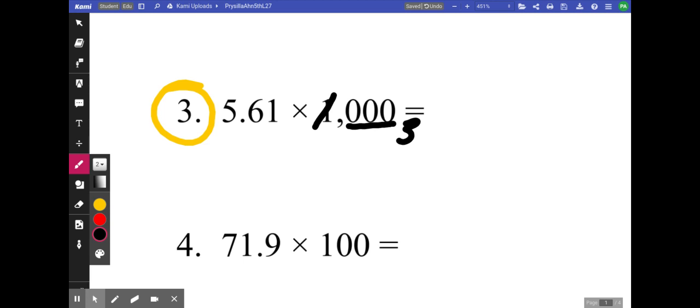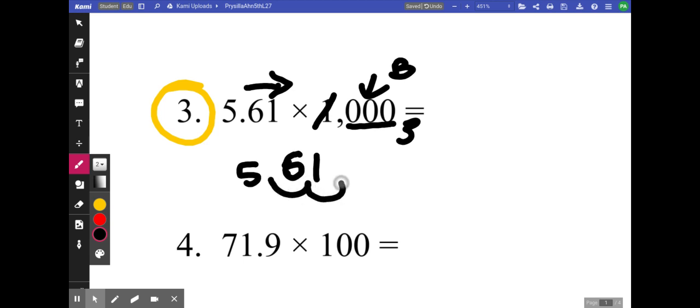Well, we know that multiplying by this number, 1,000, you're going to get a bigger number. So when moving decimals, you have to move it to the right in order to get bigger decimals. It may sound a little confusing. Let me show you. So we see that there are 3 zeros, and those 3 zeros, you're going to move 3 times to the right to make it a bigger number. So 1, 2, 3. Put a 0 here, and your answer is 5,610.